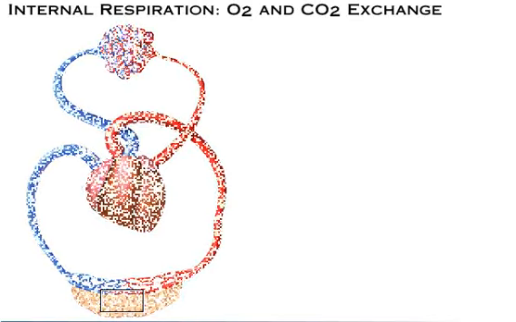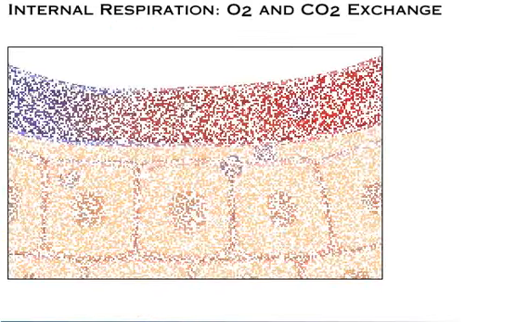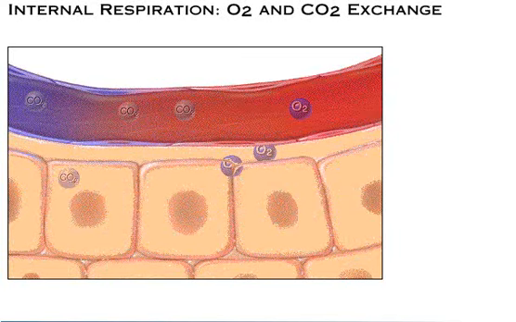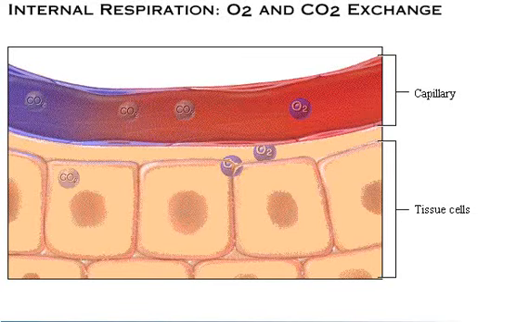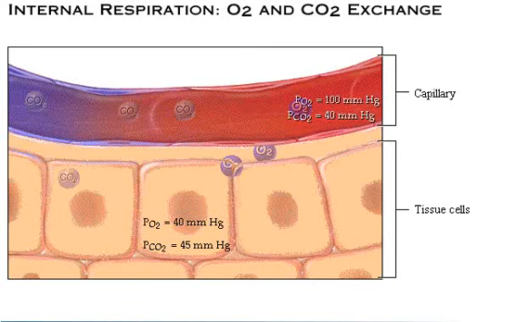Let's look at the exchange of oxygen and carbon dioxide during internal respiration. Remember that capillaries typically branch profusely within tissues, but here we are looking at only one capillary and two layers of cells. In relatively inactive organs, the tissue cells have a PO2 of 40 millimeters of mercury and a PCO2 of 45 millimeters of mercury. As the blood enters the systemic capillaries, it has a PO2 of 100 millimeters of mercury and a PCO2 of 40 millimeters of mercury.